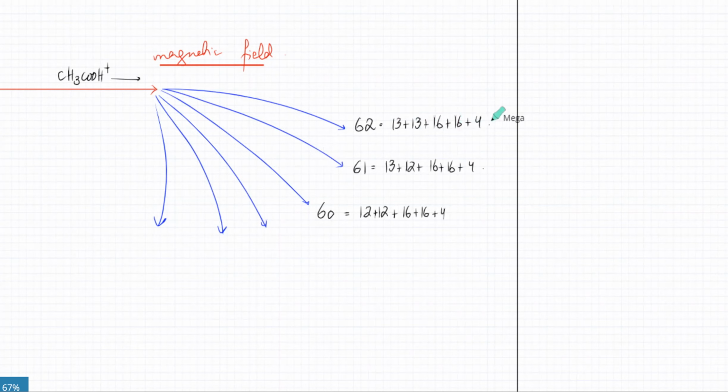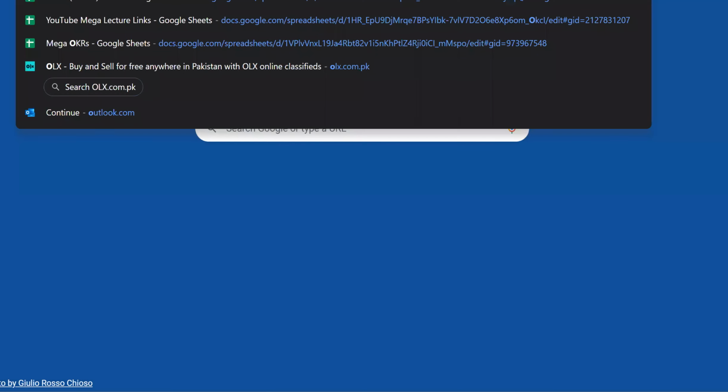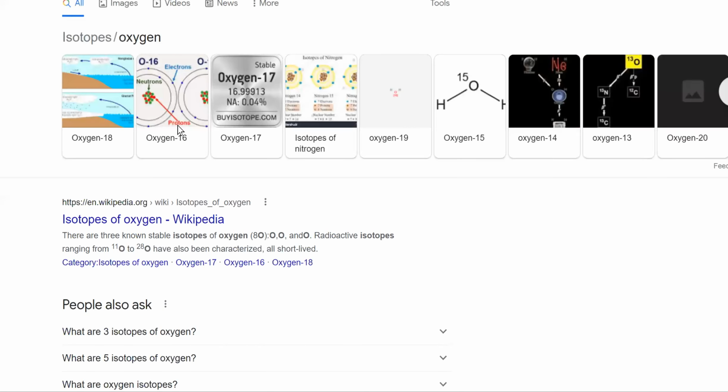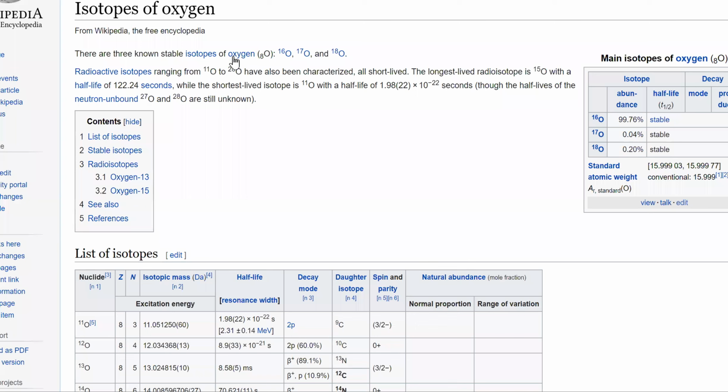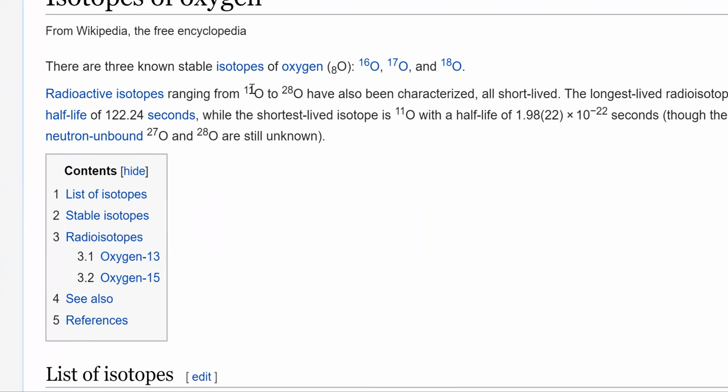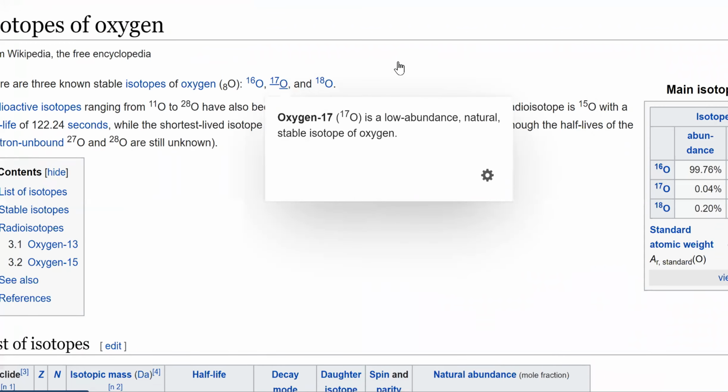Now I'm more interested in carbon's isotopes. I'm not that interested in oxygen's isotopes because oxygen also has a lot of isotopes, but if I just Google this, oxygen isotopes are very rare. Oxygen has many isotopes. It goes from oxygen 11, like if you can see this, oxygen can have a mass of 11 to 28. So there are lots of isotopes, but the most stable ones are 16, 17, and 18.